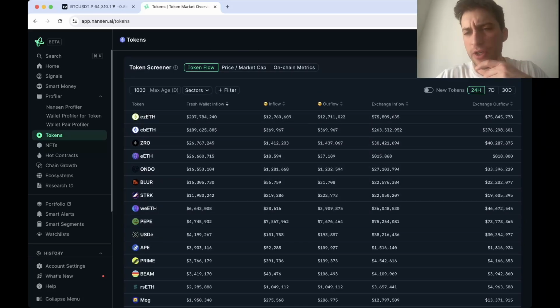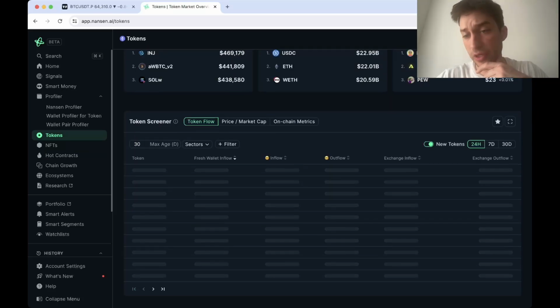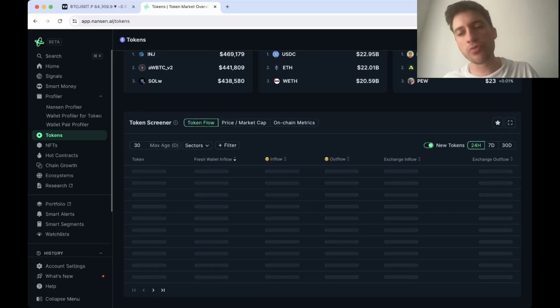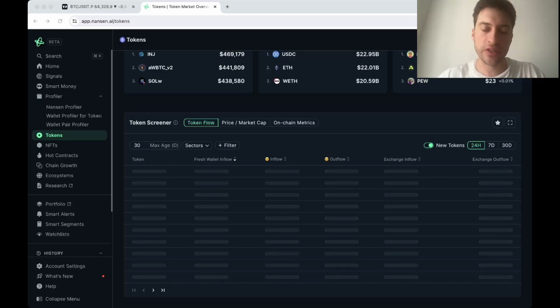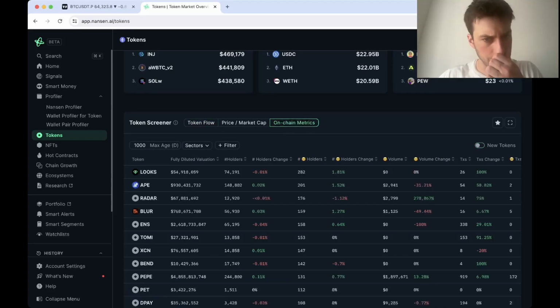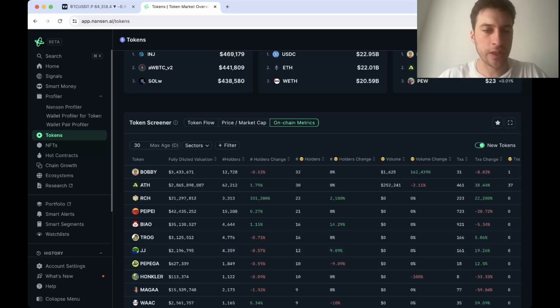If you're also looking at fresh wallet inflow, you can also go to new tokens right here. And we can sort by all the fresh wallet inflow to new tokens. So new tokens are basically going to be tokens that were created this month. And it's also going to be coins that are likely not on centralized exchanges yet and are just in the beginning stage. Okay. We can also look at on-chain metrics of new tokens, as you can see right here.